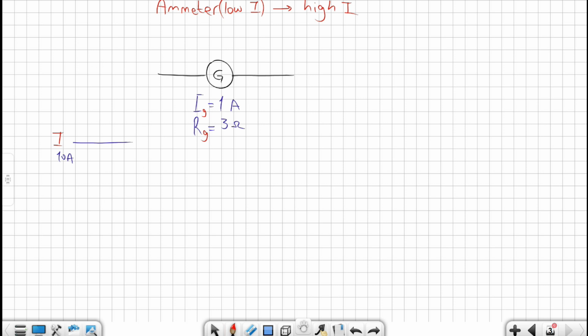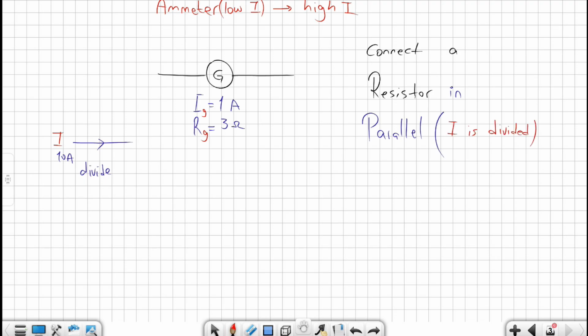We need to be able to measure up to 10 ampere. So what can we do? This galvanometer cannot take this 10 ampere. So we have to divide this current. To divide the current, we need to connect a resistor to this galvanometer. But we need to connect the resistor in parallel combination, because only in parallel the current is divided. So if I connect this resistor in series combination, I think the 10 ampere will pass through both of them and it will destroy the ammeter or the galvanometer.